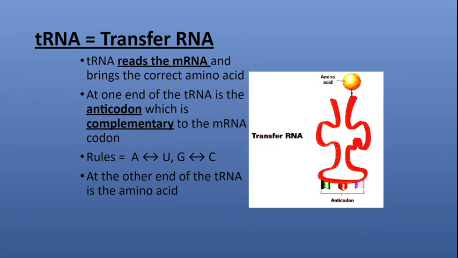Let's talk about tRNA, which, just a reminder, is your transfer RNA. tRNA reads the mRNA and brings the correct amino acid. At one end of the tRNA is the anticodon, which is complementary to the mRNA codon. The rules of this are going to be A to U and G to C. Now at the other end of the tRNA is the amino acid. So you see we've got our anticodon down here and we've got our amino acid up here.